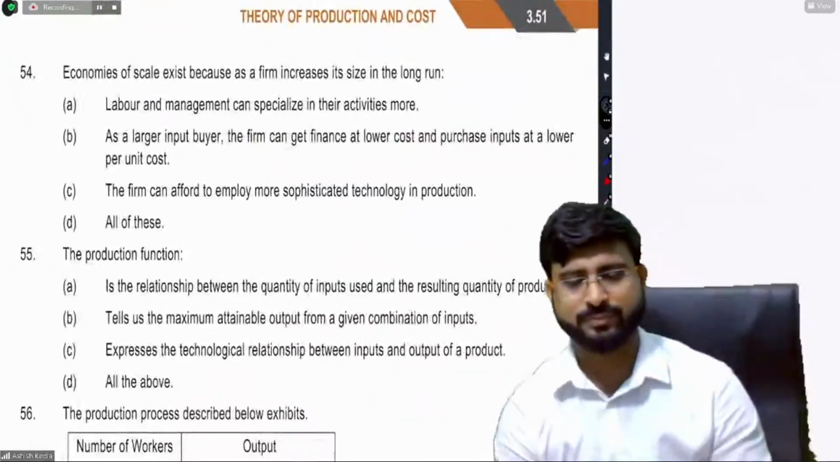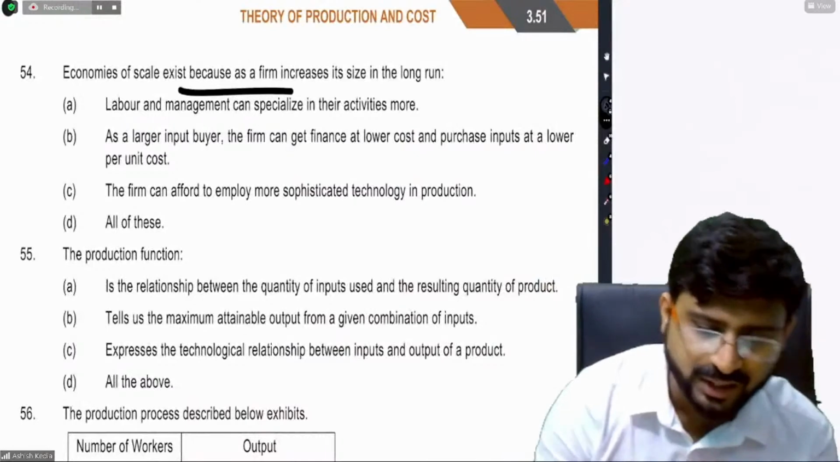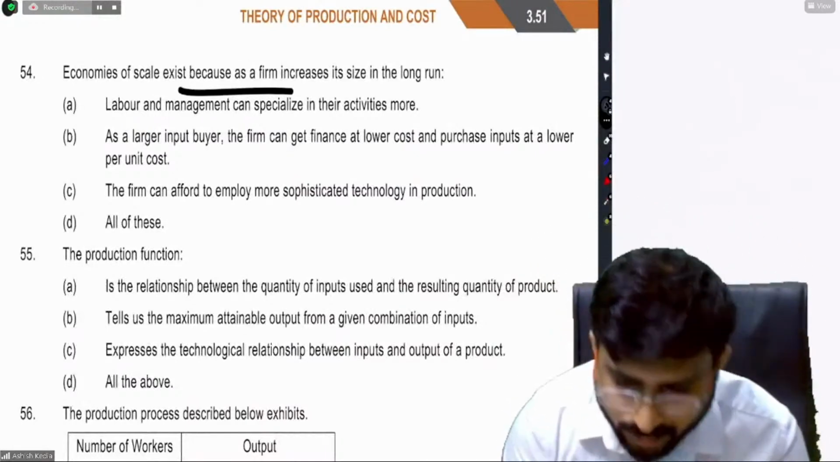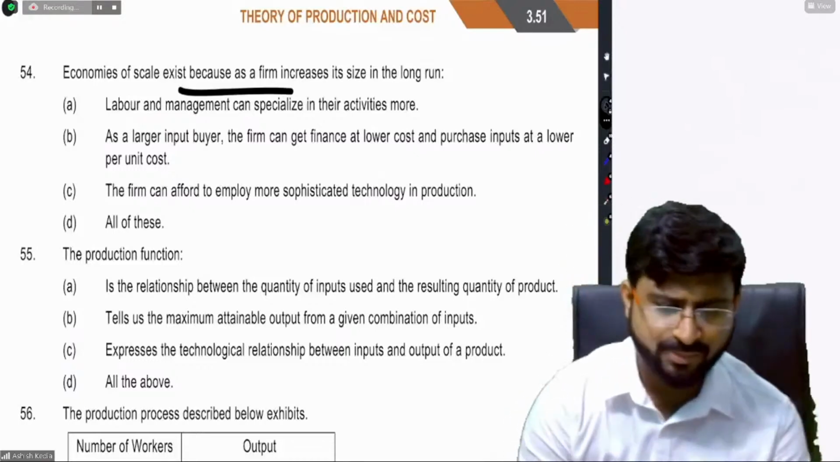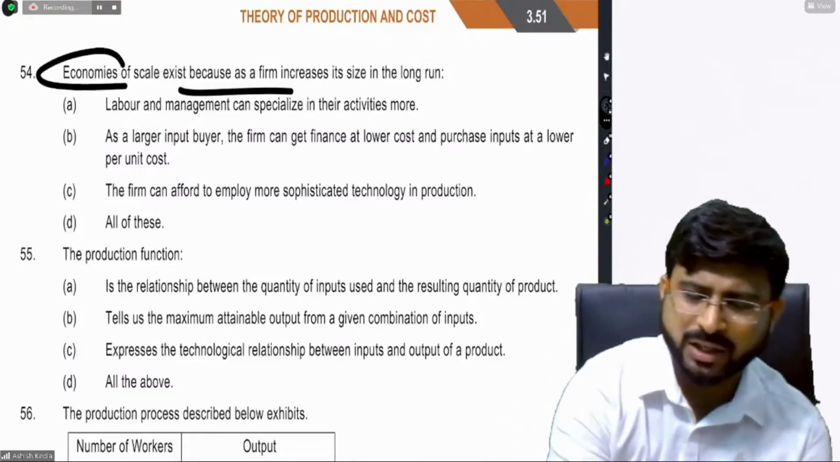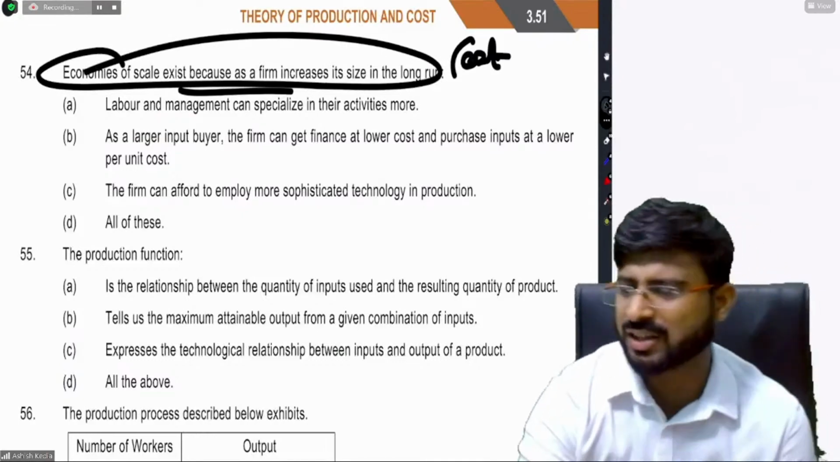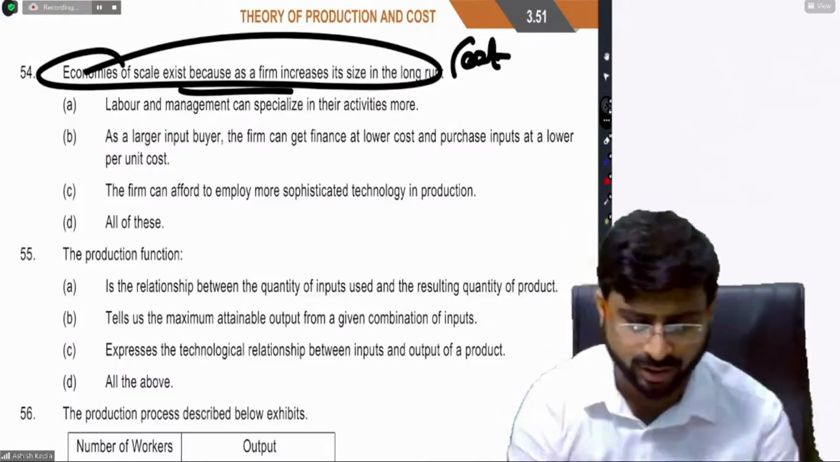54, let's see. Economies of scales exist because as a firm increases its size in the long run. Again, see, I can answer this, but it is for cost. So let's study it under cost only. Why to worry about it here?